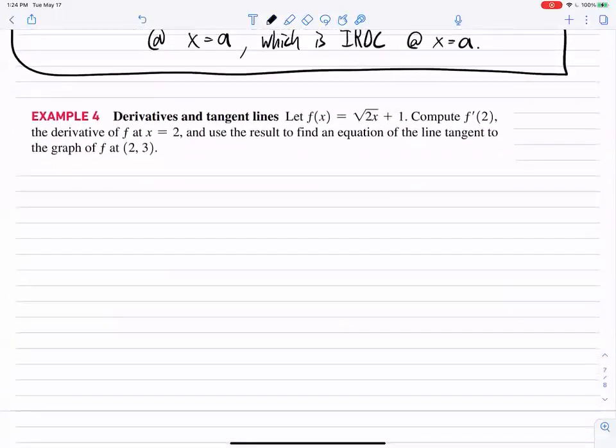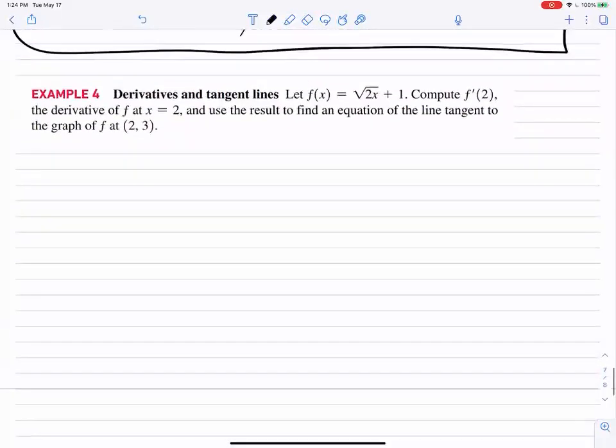So derivatives and tangent lines. Let f of x equal the square root of 2x plus 1. Compute f prime of 2, the derivative of f at x equals 2, and use the result to find an equation of the line tangent to the graph. So now with our new formula, f prime of 2 is the limit. And for this particular one, either form will be fine, but let's do the h approaches 0 formula.